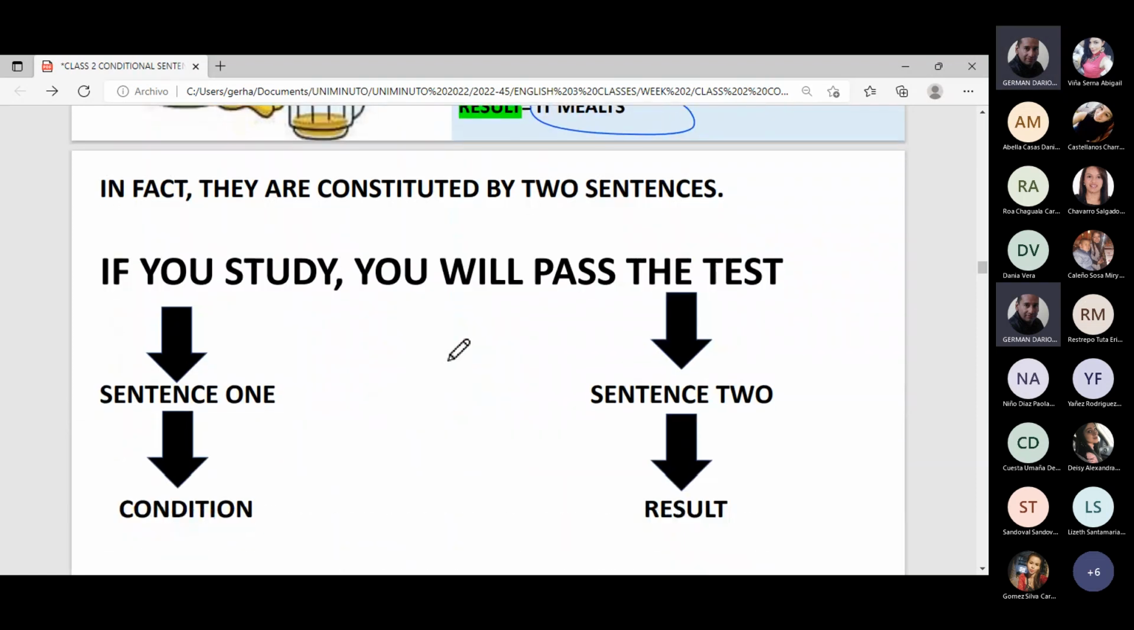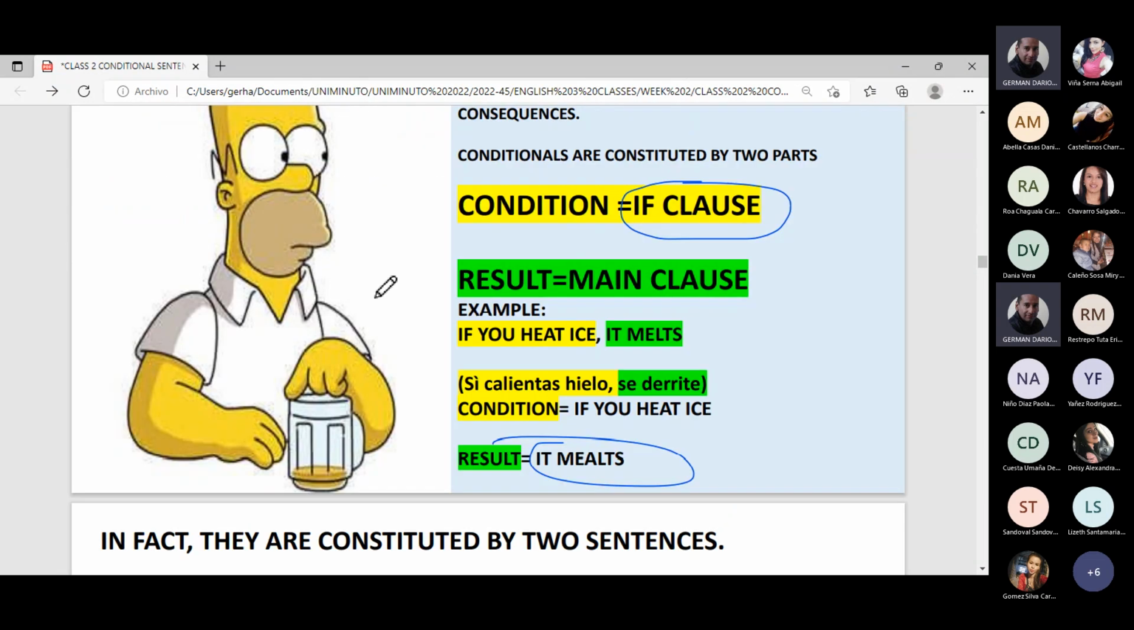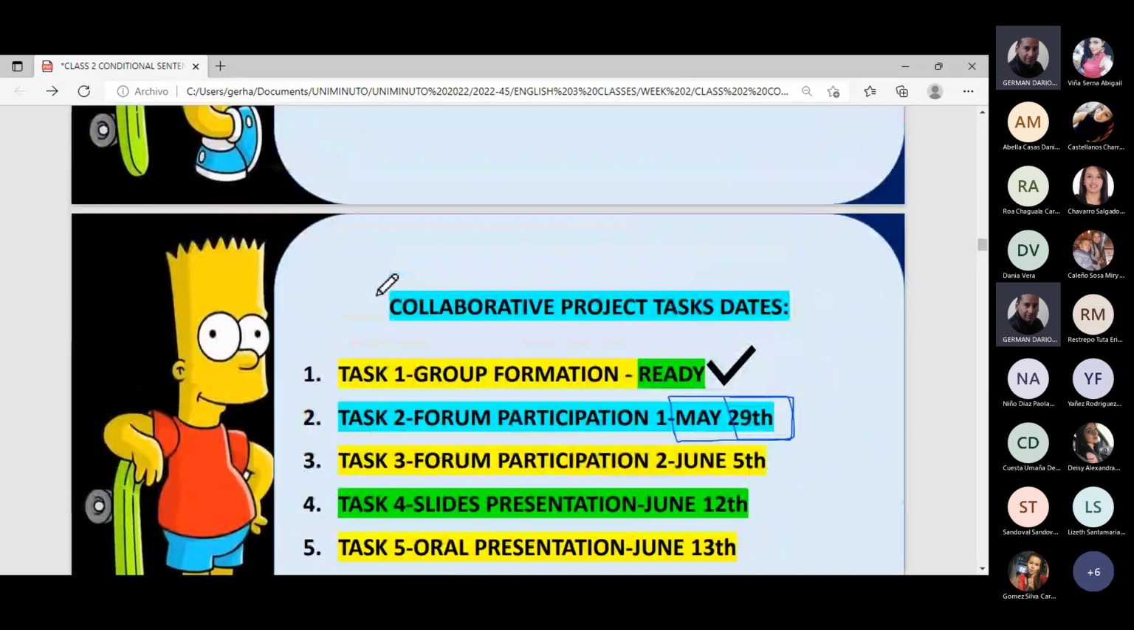Okay. Remember that we can create the conditional sentences in the following order. First, the condition, if you study, this is the first part, and you will pass the test. This is conditional number one. Bueno, es conditional número uno.